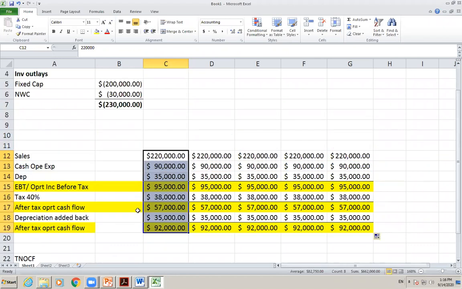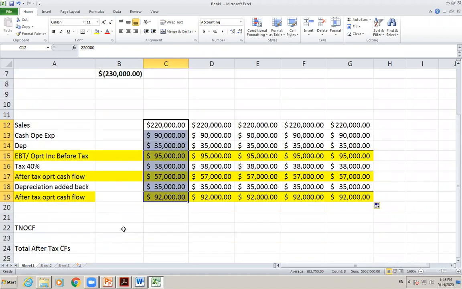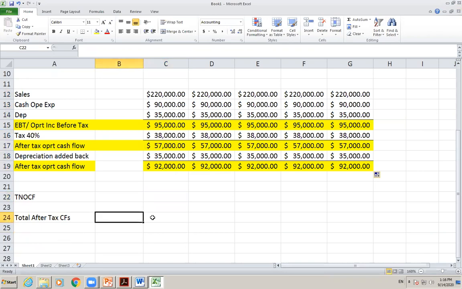The Excel spreadsheet will show you all the steps you used to calculate it, and it will show you if you made any mistake in your calculation. You will easily find it. So the last thing that we do here is the terminal non-operating cash flow. But to find that, we need some additional information which is provided in the book and in some questions.